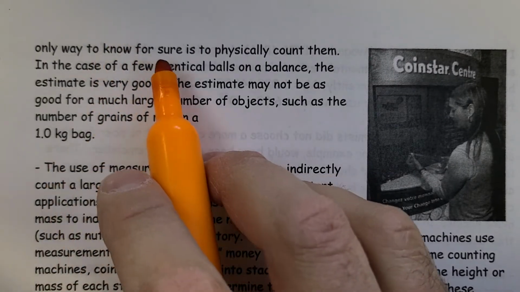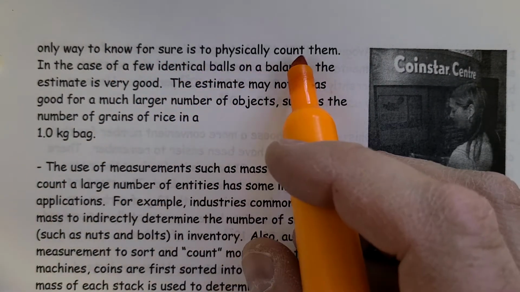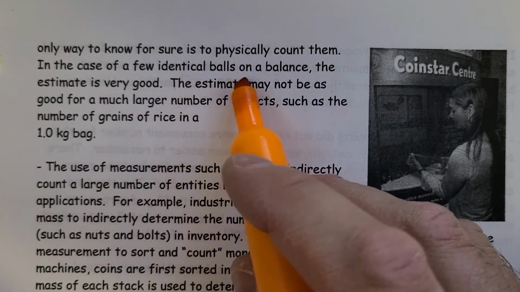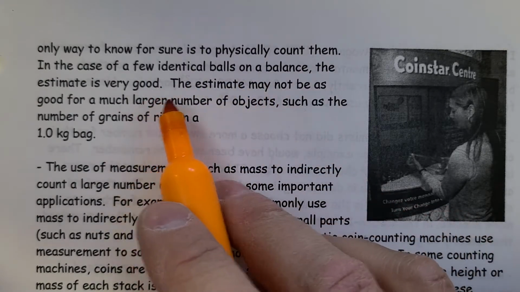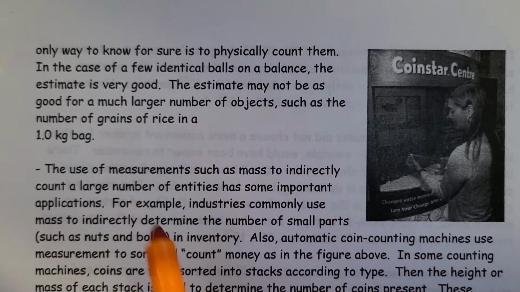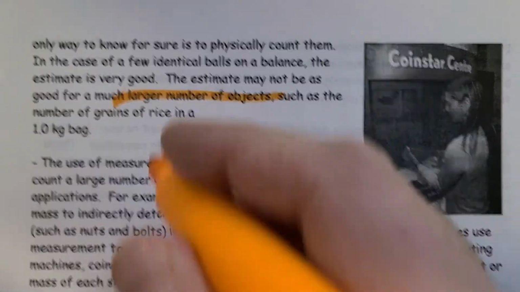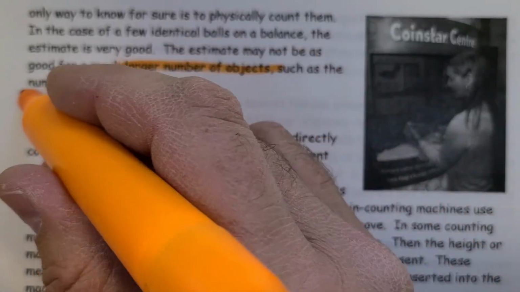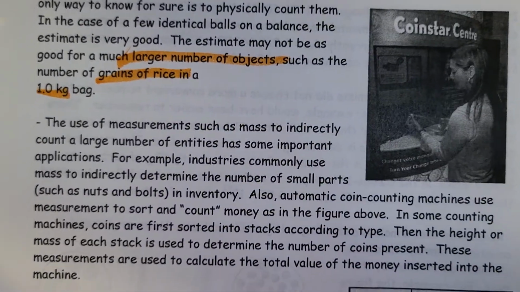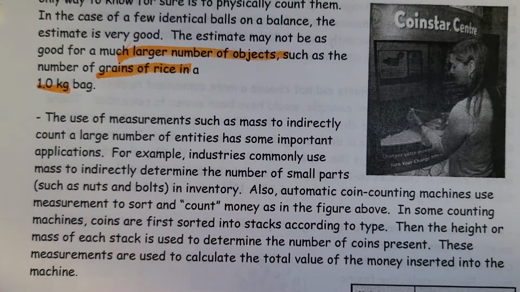The only way to know for sure is to physically count them. In the case of a few identical balls on a balance, the estimate is very good. The estimate may not be as good for larger numbers of objects, such as grains of rice in a 1 kilogram bag. So we may be off by quite a bit where that's concerned.